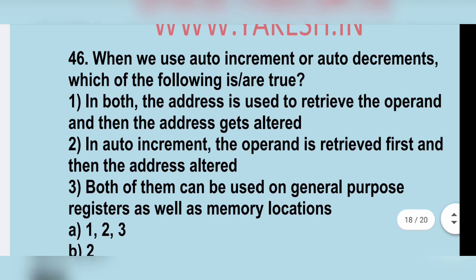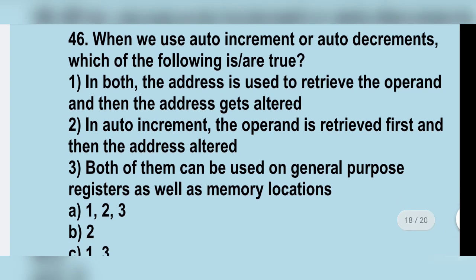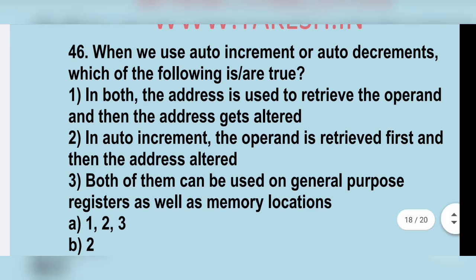When we use auto increment or auto decrement, which of the following is true? Options 2 and 3 are the correct answer. In auto increment, the operand is retrieved first and then the address is altered. Third, both of them can be used on general purpose registers as well as memory locations.